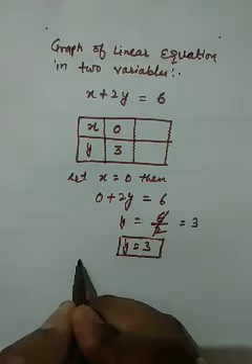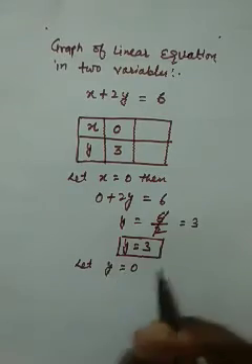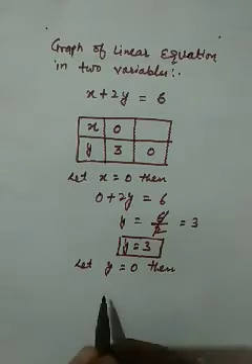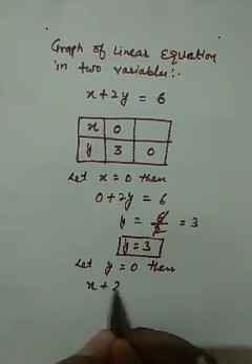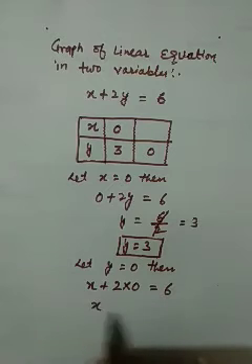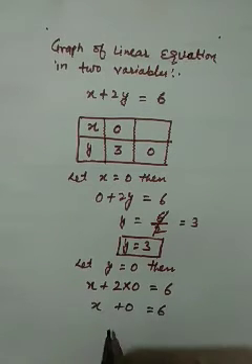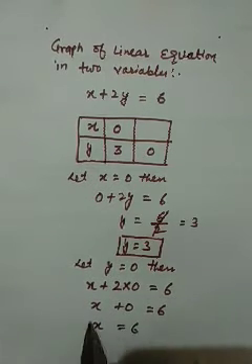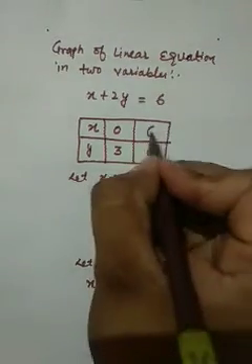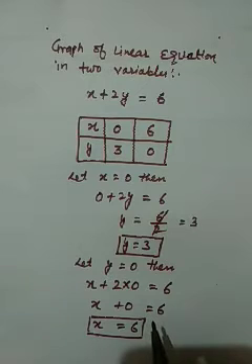Now again let y is equal to 0. We have taken y is equal to 0. Then x plus 2 into 0 is equal to 6. So x plus 0 is equal to 6 and x is equal to 6. The value of x is 6. Okay, so we have taken the two values, that is 2 points, that is 0, 3 and 6, 0. So we can draw the graph.